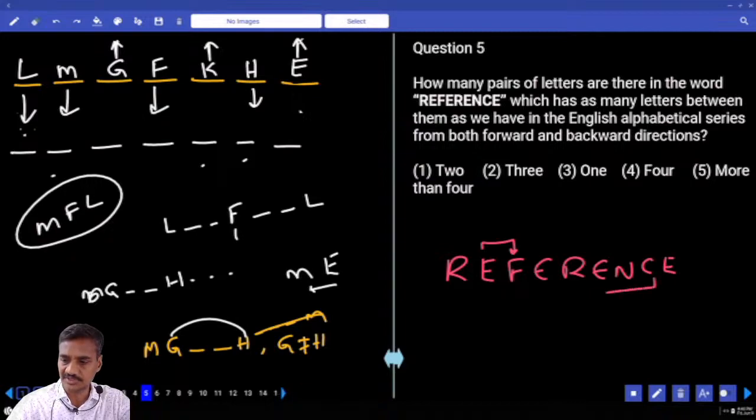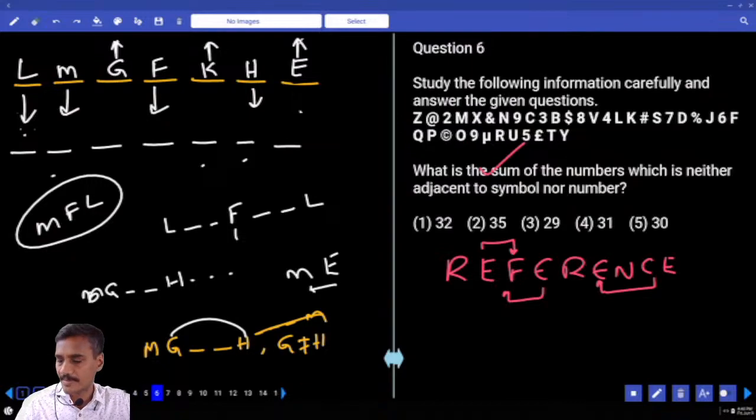And again in the reverse, C and G is one pair. E, F, G, H, I, J, K, L, M. C, D, E, F, G, H, I, J. N, O, P, Q, R, S, T. E, F, G, H, I, J. R, S, T, U, V. And E and F there is one more pair. And so how many do we have? There are only 3. That is the answer to question number 5.